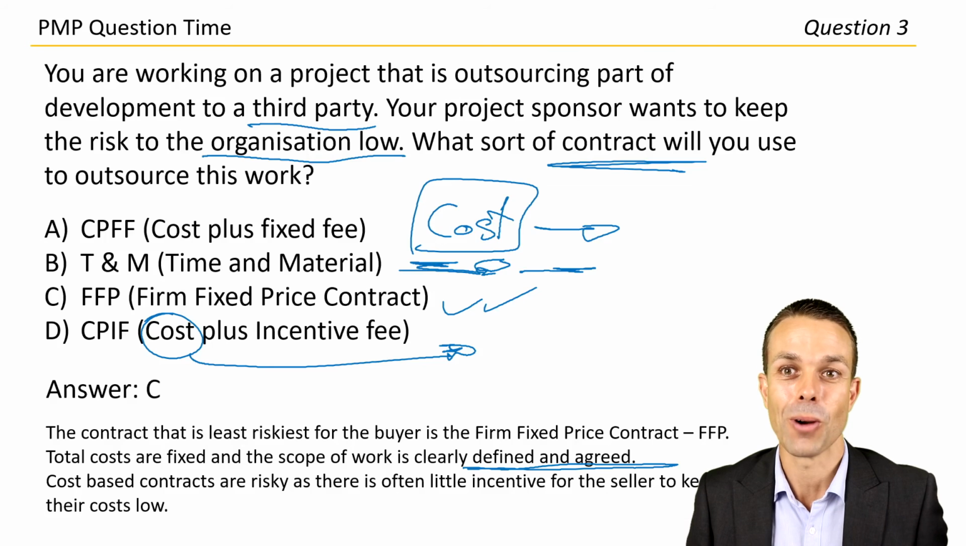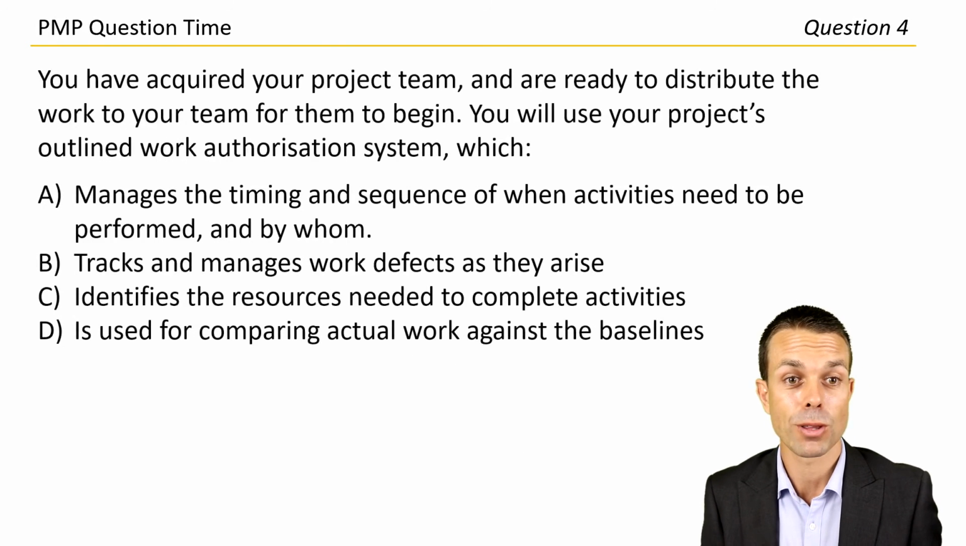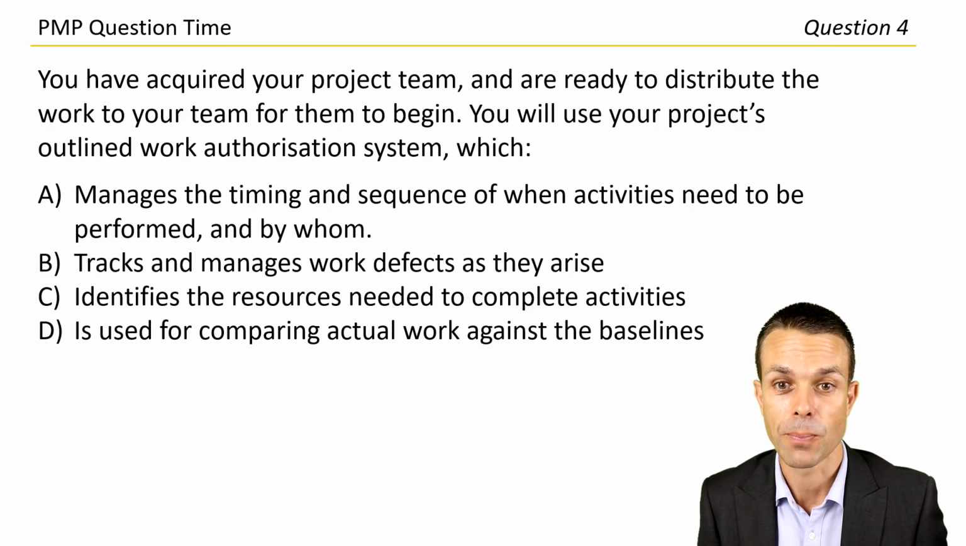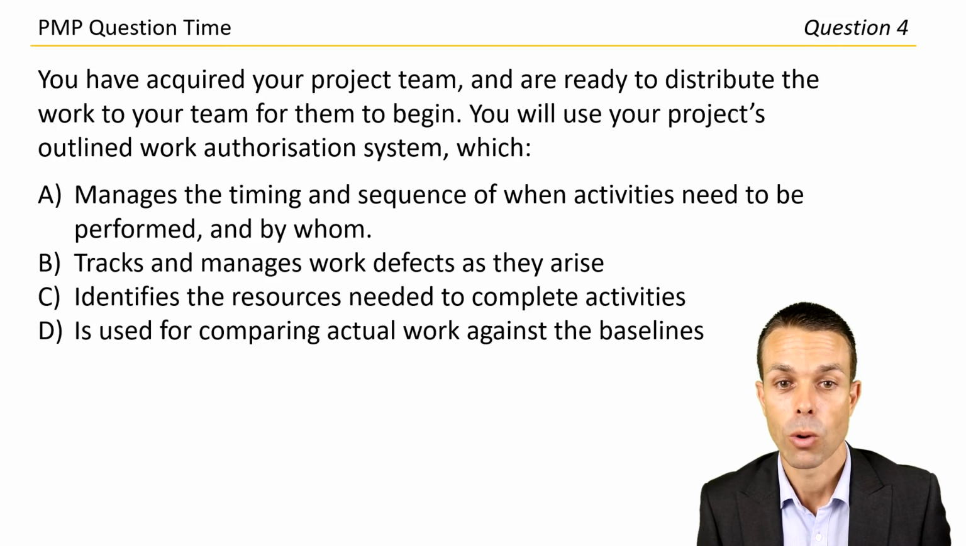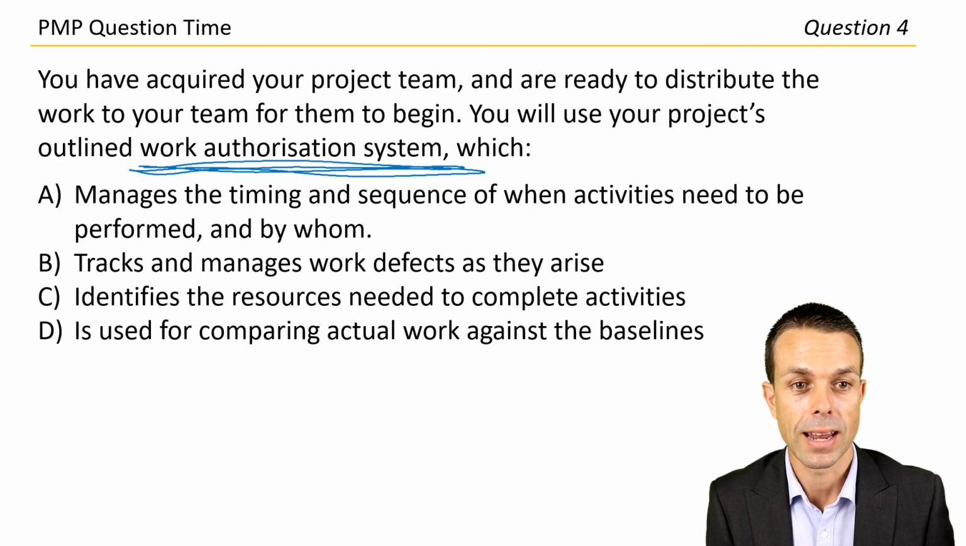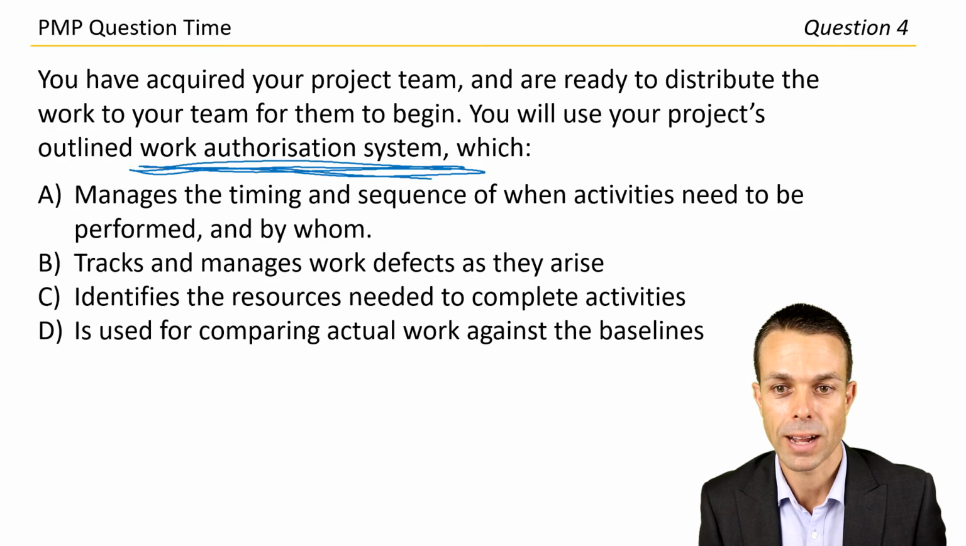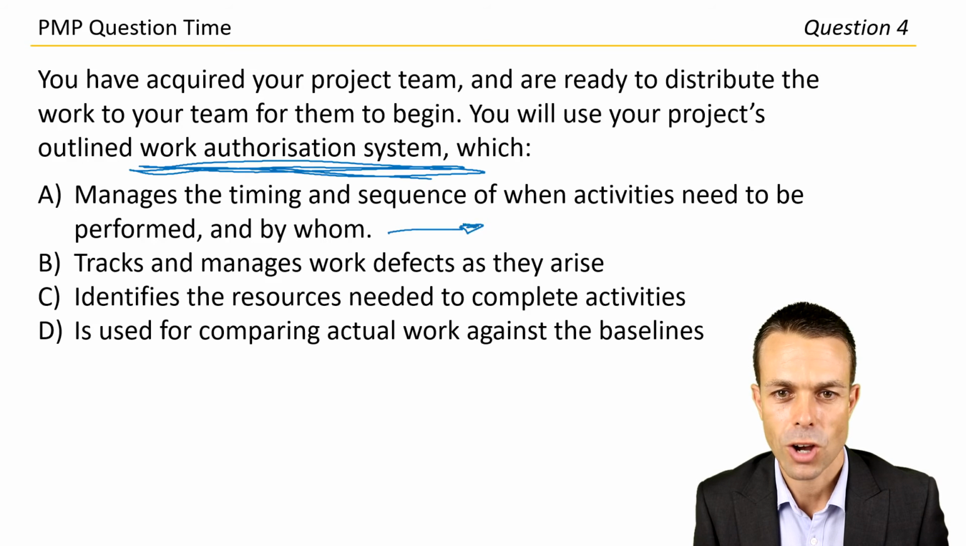How did you go? We're up to the last 2 questions. Question 4 now. You've acquired your project team and you're ready to distribute the work to your team for them to begin. You'll use your project's outlined work authorization system. So our approach and our processes and our system, which manages the timing and sequence of when activities need to be performed and by whom. Yeah, that's quite promising. Work authorization system. So we're authorizing, manages the timing and sequence. I mean, yeah, maybe we're authorizing activities for our people as well.